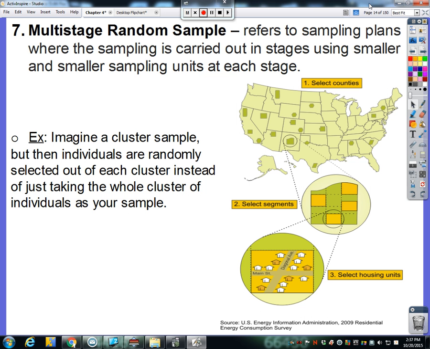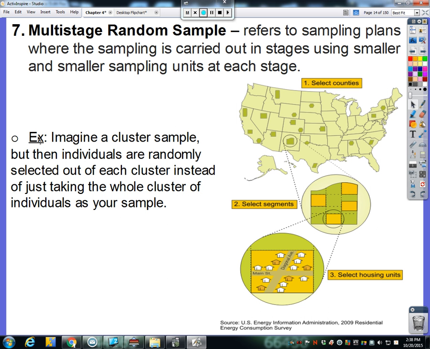All right, the last one we'll refer to is called a multi-stage random sample. Really, its name implies what it is. It's multi-stage, with multiple things going on here. And there's a variety of different things that can be considered a multi-stage. So I'm going to talk about a couple specific ones here.